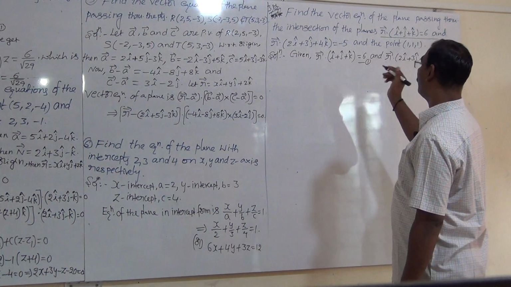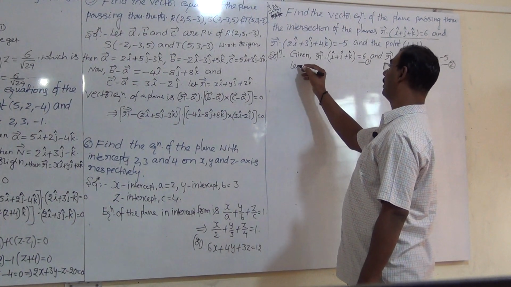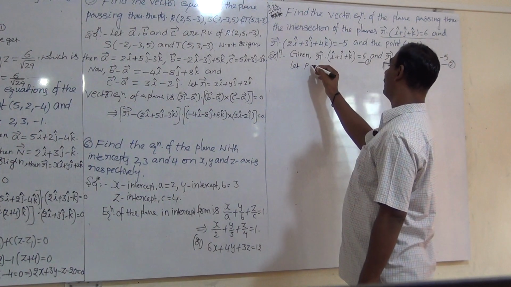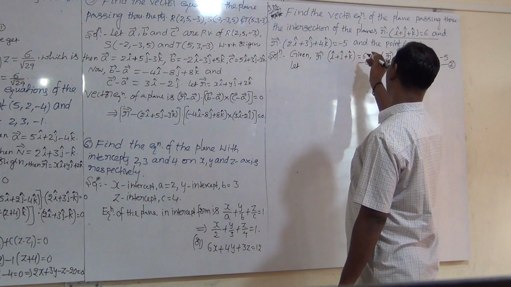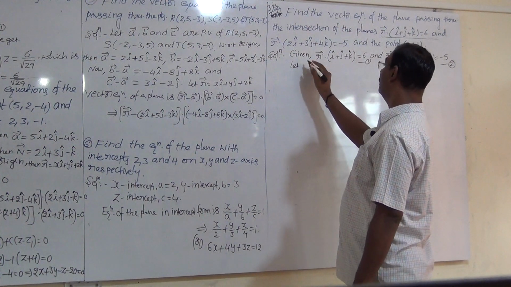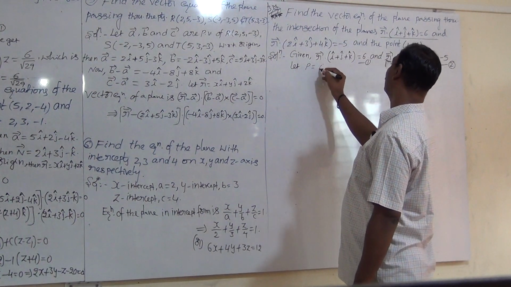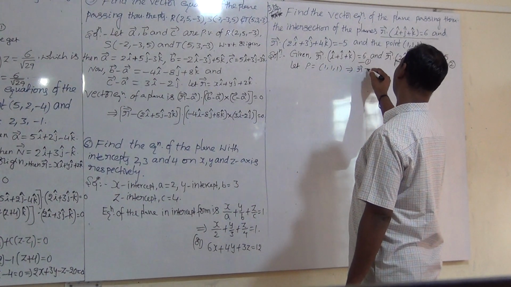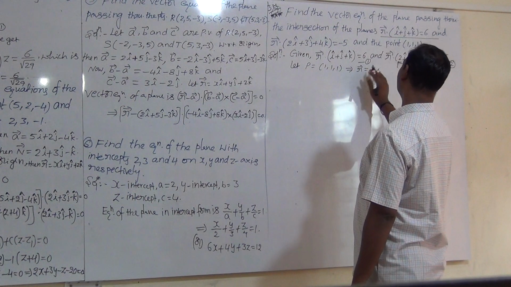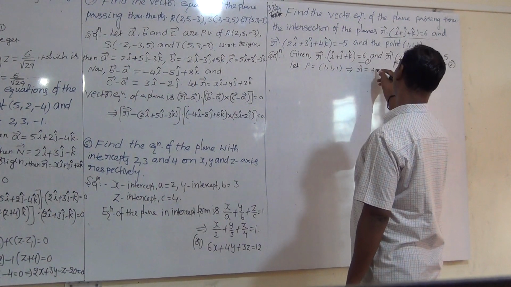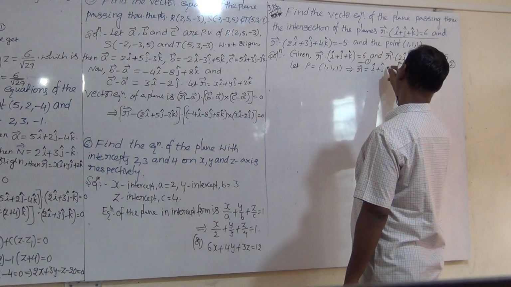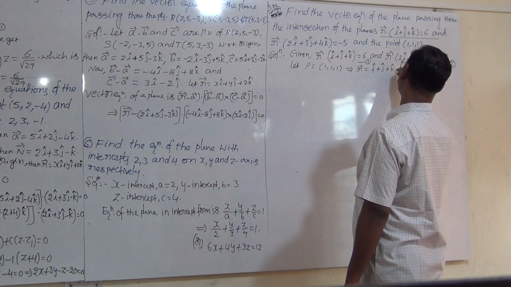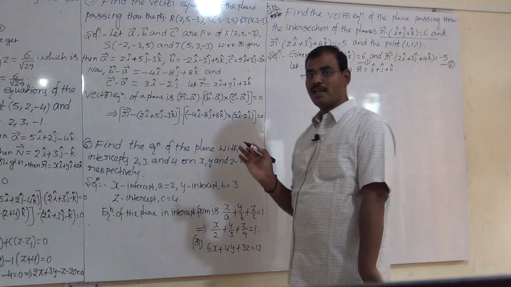Now we know that a point is also given. Let p be (x, y, z), and let r bar be the position vector of the point. P is equal to (1, 1, 1), given. That means r bar is equal to x into i, that is 1 into i, plus 1 into j plus z into k bar. So this is the only given data.